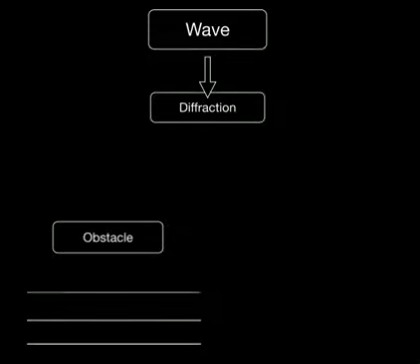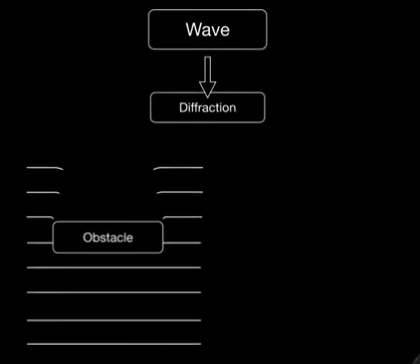Or some kind of an opening, and then around the outsides of it what we get is diffraction. So it's bending like this. Now if you're right behind it, we have what's called a shadow region, an area where you wouldn't experience any of those waves. Watch what happens if we decrease the size of the obstacle.